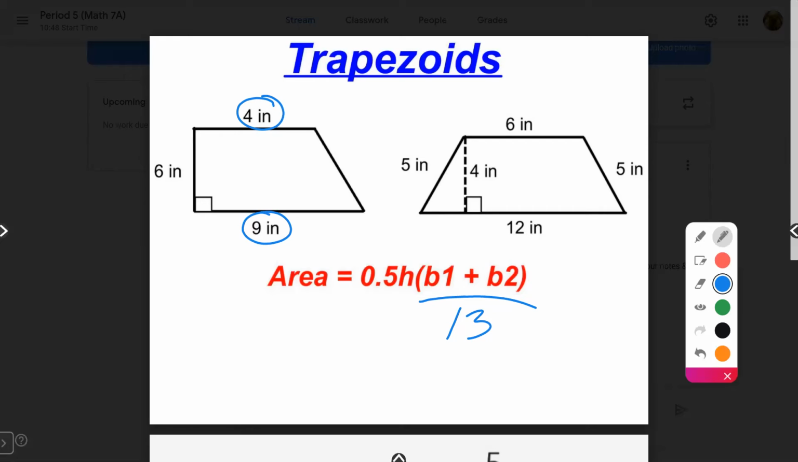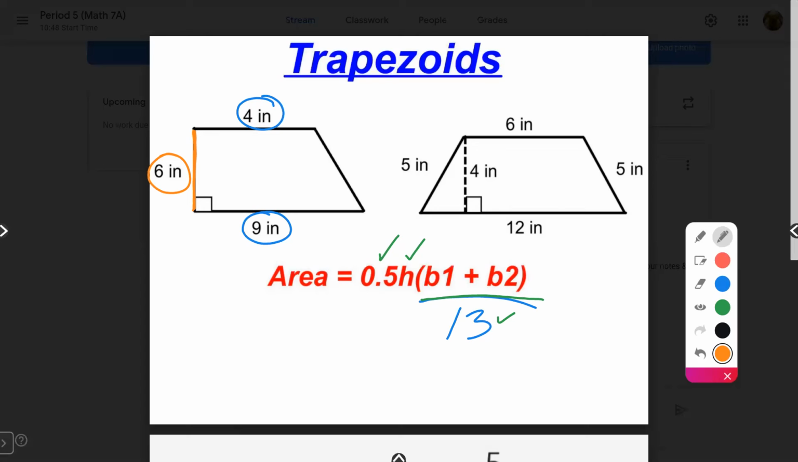Now, to utilize this formula, what it's simply saying is you're going to take a half, which is 0.5, and then multiply it by the H, which stands for the height. We'll explain that in just a second. And then last but not least, you're going to multiply it by the value we just got, which in our case is 13. The H is the distance that the parallel sides are apart. So H in this first example is going to be 6.